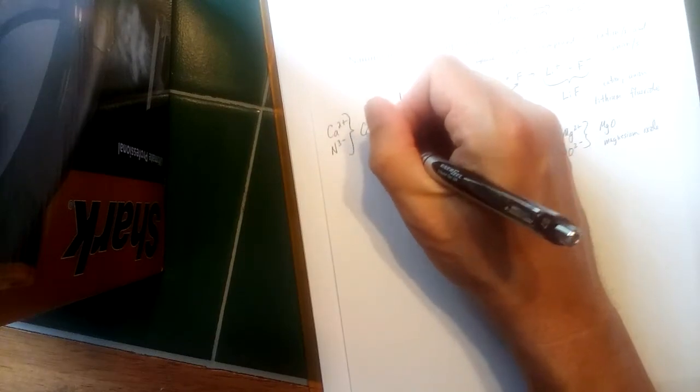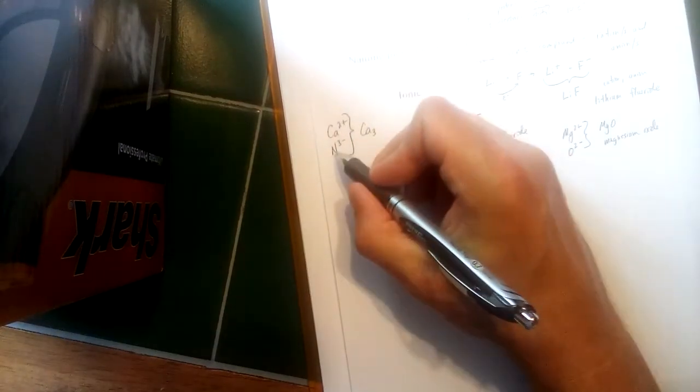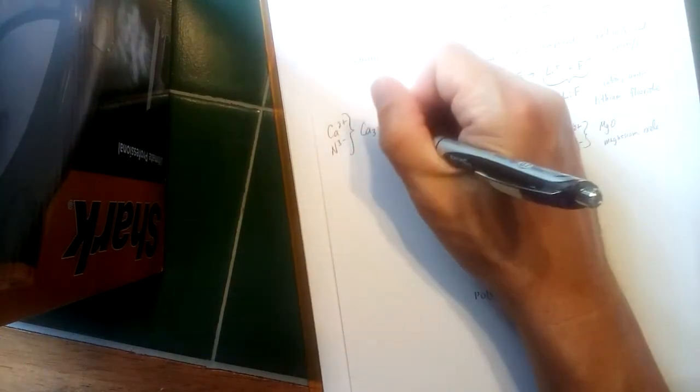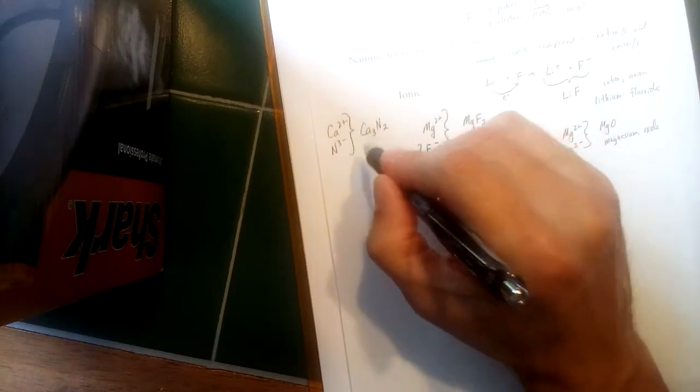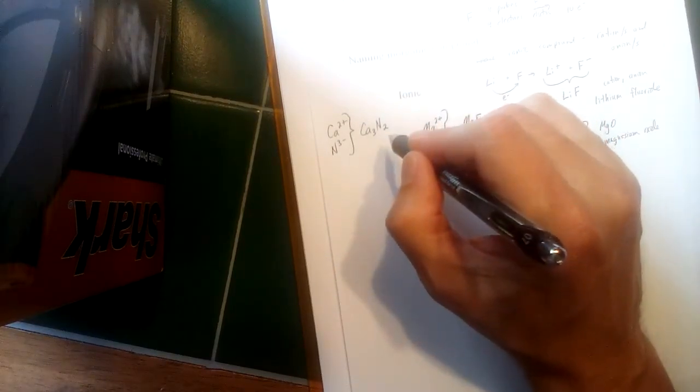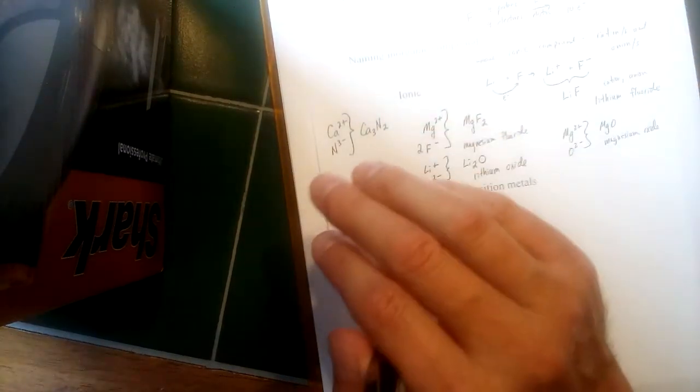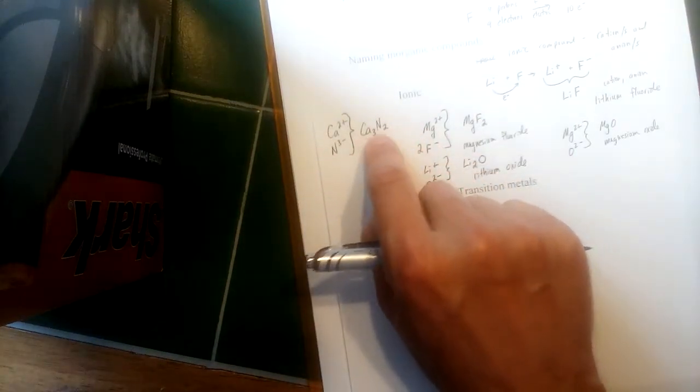So what that means is when I combine these together, I need enough calciums to get to a charge of +6. That would be 3 calciums. And I need enough nitrogens to get to a charge of -6. That would be 2 nitrogens. So the only formula that works for calcium and nitrogen is Ca3N2. That's how we balance the positive and negative charges, or you can think of it as balancing the electrons lost by the calcium gained by the nitrogen atoms.